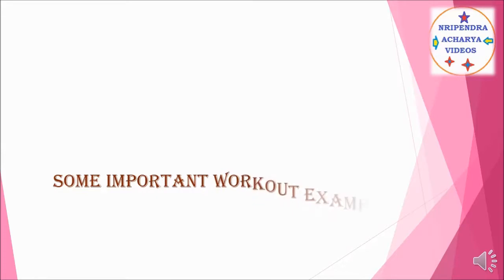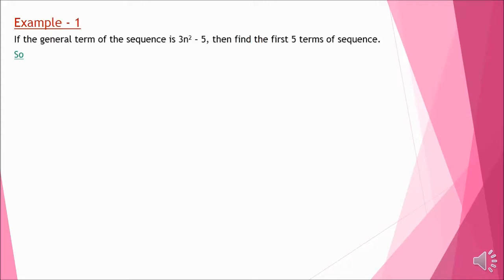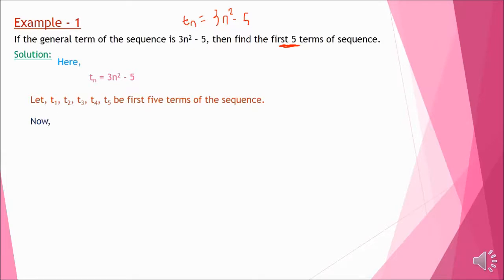Some important worked-out examples. You can see the first example on your screen. Here the general term Tn is equal to 3n² minus 5. We have to find the first 5 terms, so our input must be n equal to 1, 2, 3, 4 and 5. Let T1, T2, T3, T4 and T5 be the first 5 terms of the sequence.